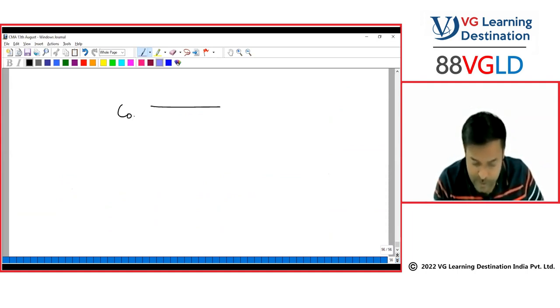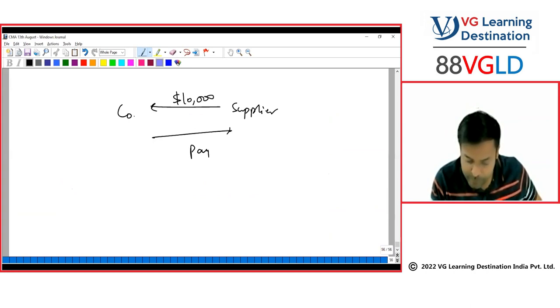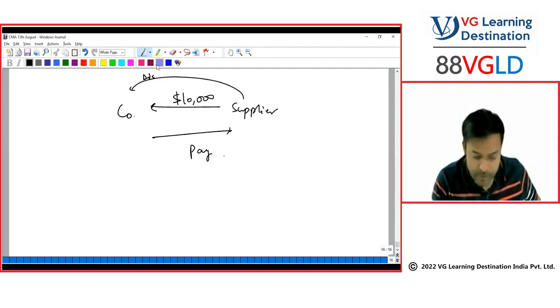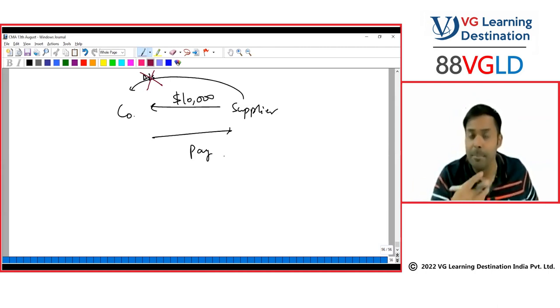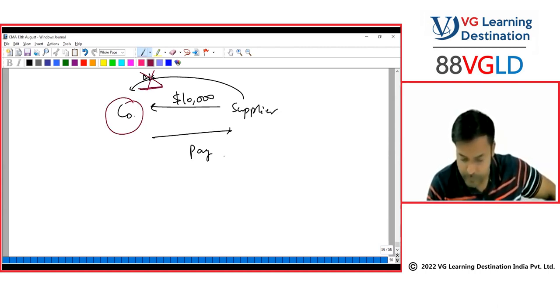the company has purchased from the supplier an item for $10,000. You have purchased $10,000 in that case. You're supposed to make the payment to the supplier. In this case, maybe the supplier is giving you a discount, but you're not taking the discount because your cash flow might get impacted whenever you make the payment. But if you take that discount, is it not beneficial for the company, everyone? Is it not beneficial for the company if you take the discount?